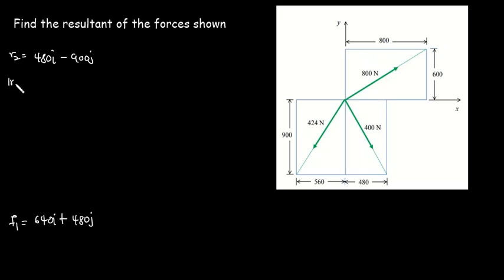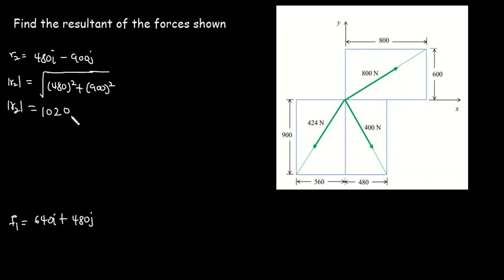So let's find the magnitude of this position vector. That will be equal to the square root of 480 squared plus 900 squared. Let's simplify this and see what we are going to get. The square root of 480 squared plus 900 squared will give us a value of 1020.